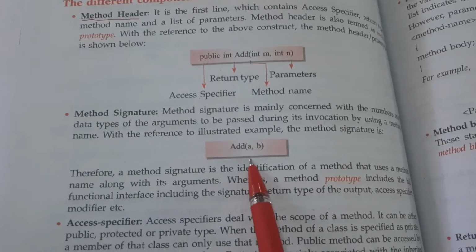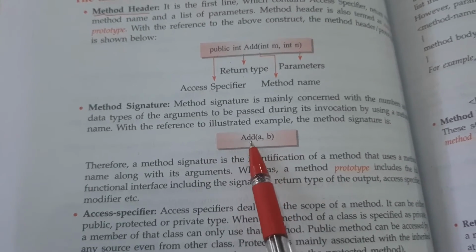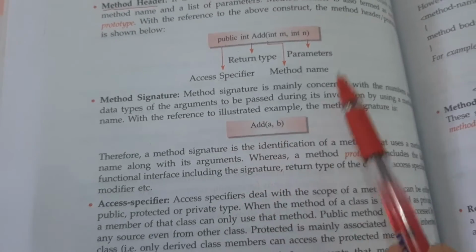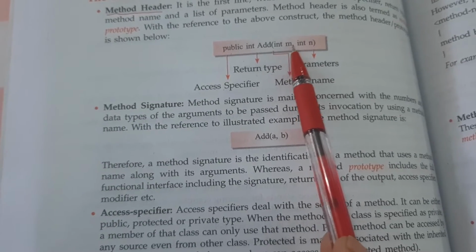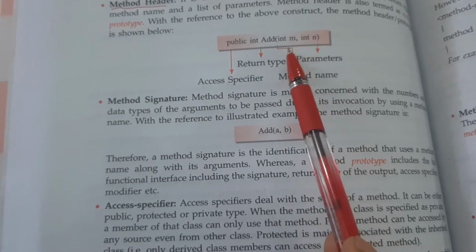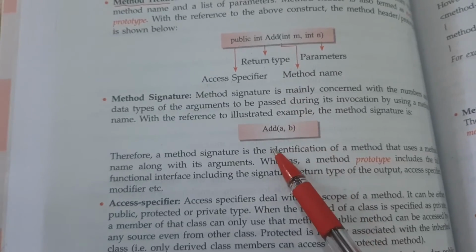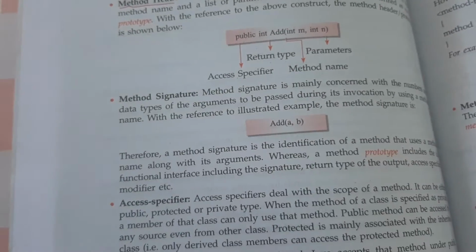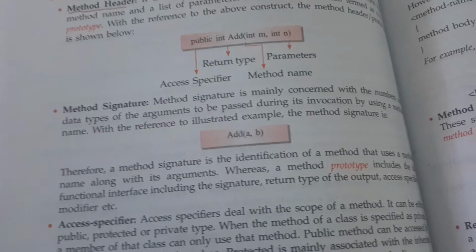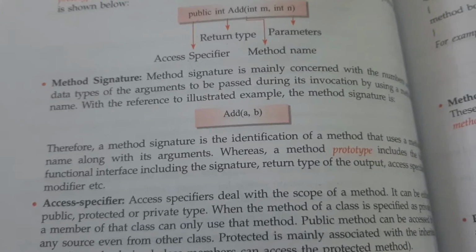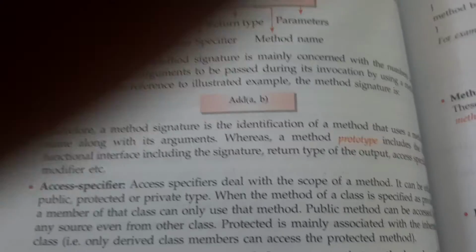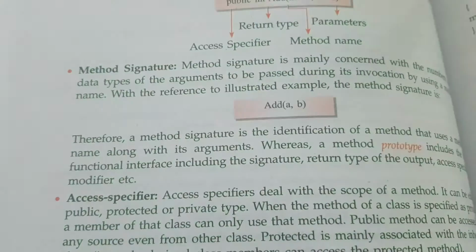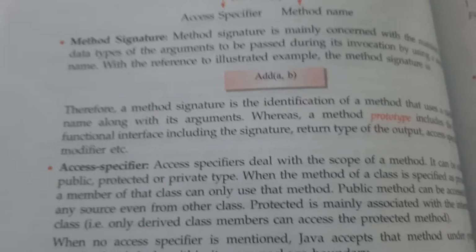Now come to the signature. What is a method signature? Now add(a, b). Suppose you want to send a value, suppose the m value is 5 and the n value is 4, and we are passing them to the values a and b. This kind of expression is called a method signature. We will be coming across this in the program, so you should be clear about what a method signature is.